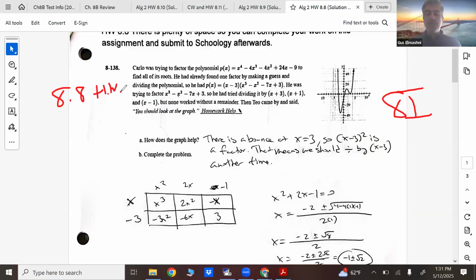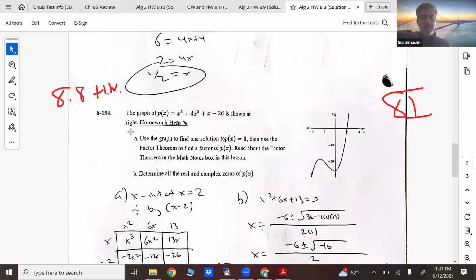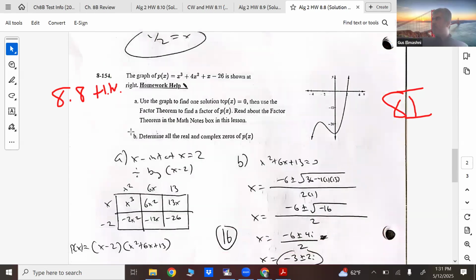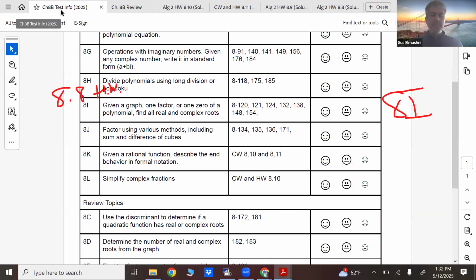The solution key is right up in Schoology. You see how it bounces at 3? So divide by x minus 3 and do it twice. There's another one just like it right there. Where does this cross the x-axis, guys? Yeah. So divide by x minus 2. Break it down afterwards. That's what I'll ask as well, because that's kind of the essence of this unit. Okay, so that's 8I.